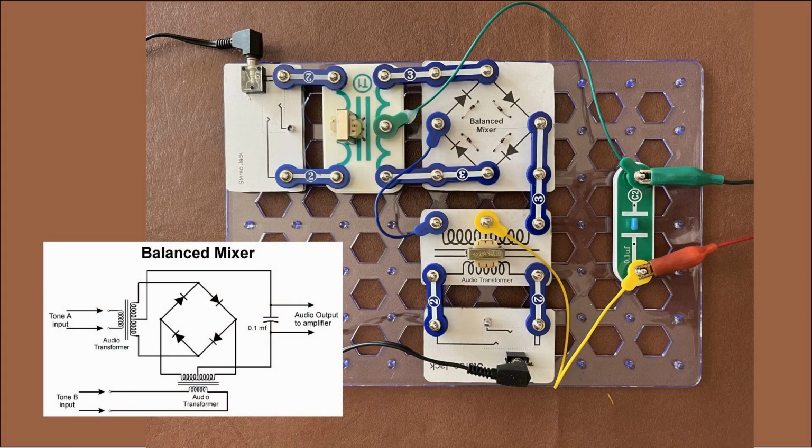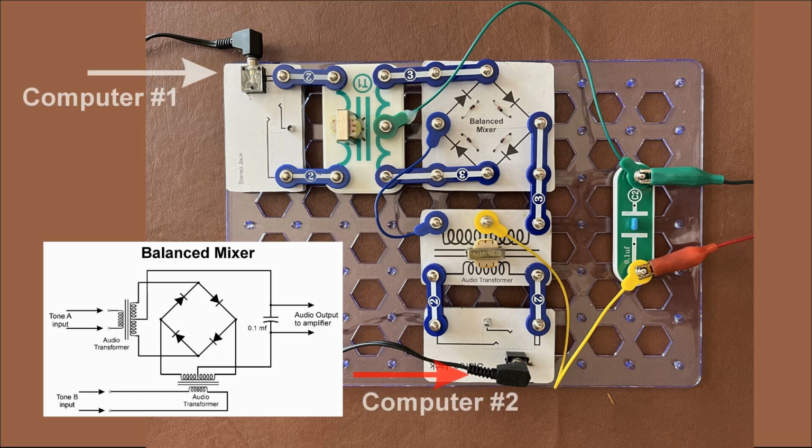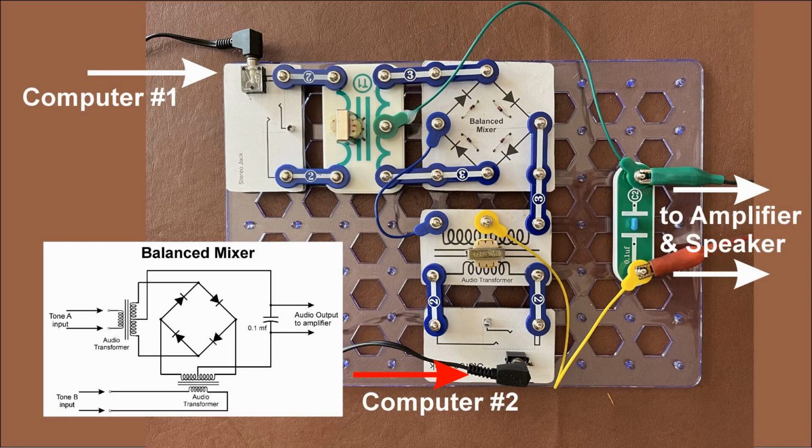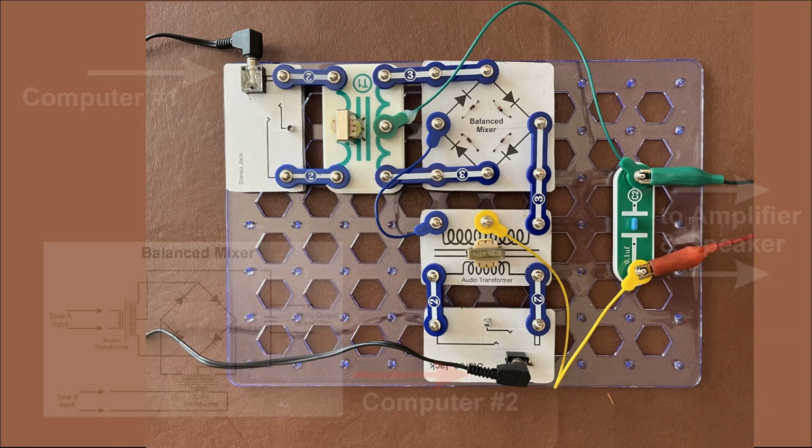The completed balanced mixer looks like this. Snap circuit aficionados may notice that we have taken to building our own components with pieces of plexiglass and pop rivets. For this experiment, we are using 2 separate computers for our tone sources, and connect the audio output of each computer from the earphone jack to the input lines of the mixer. We'll simply connect the output of the mixer to a computer amplifier and speaker.